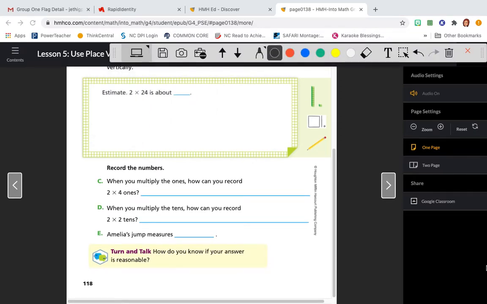All right, let's look at C. When you multiply the ones, how can you record 2 times 4 ones? So you would write an 8 in the ones column. When you multiply the tens, how can you record 2 times 2 tens? You write a 4 in the tens column.